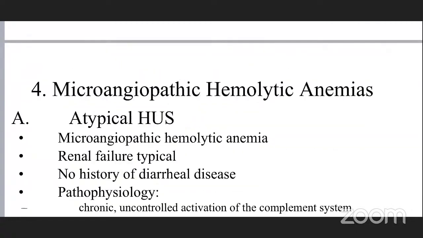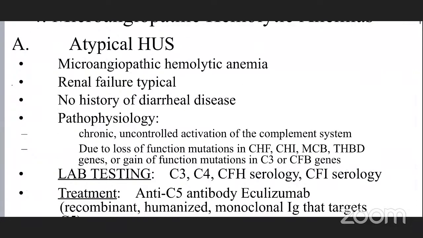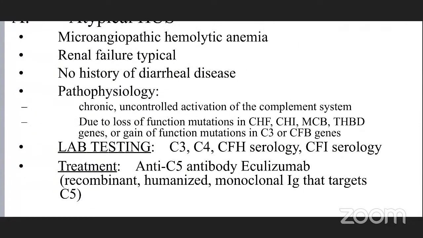We have atypical hemolytic uremic syndrome, which also has a microangiopathic hemolytic anemia, but renal failure is typical in this atypical HUS, with no history of diarrheal disease. The pathophysiology of this syndrome is chronic uncontrolled activation of the complement system due to loss of function mutations in CFH, CFI, MCP, and THBD genes, or gain of function mutations in C3 or CFB genes.